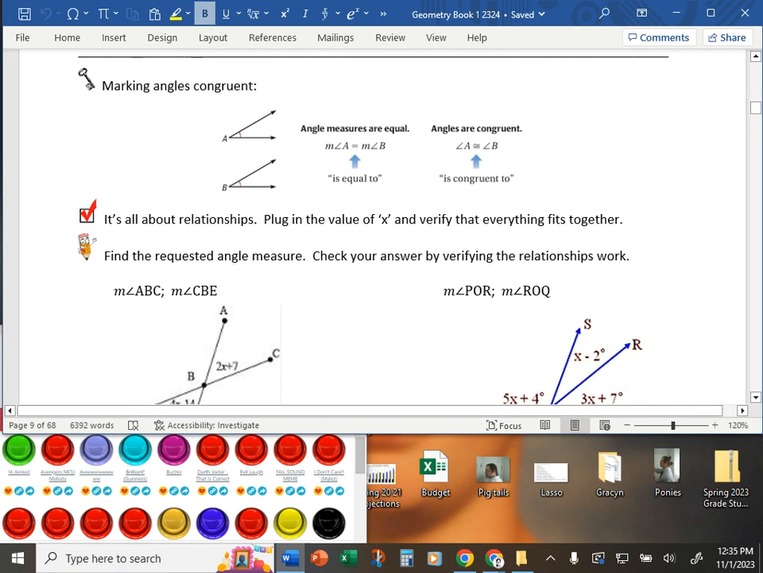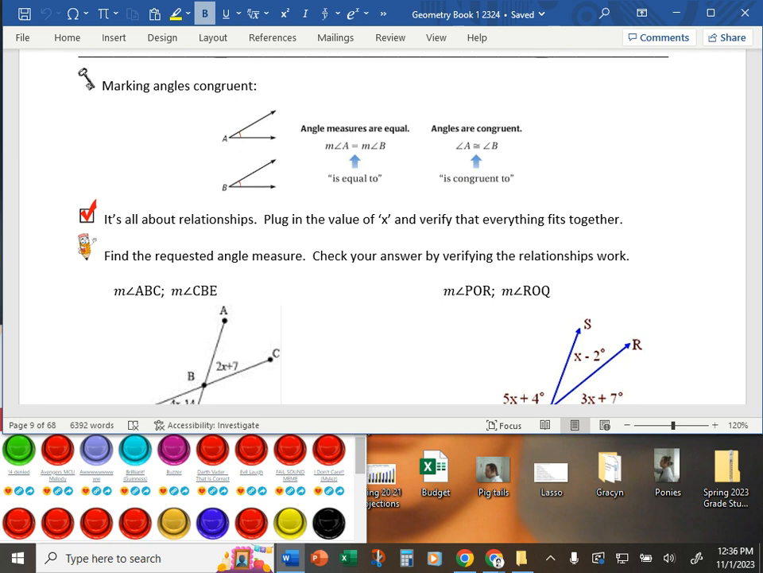Marking angles congruent. We already talked about this. Notice the use of the arcs here. And also, again, I want to establish the difference between congruency and equality. Congruence is simply the same. Equality is to have the same value. Okay? Same value.